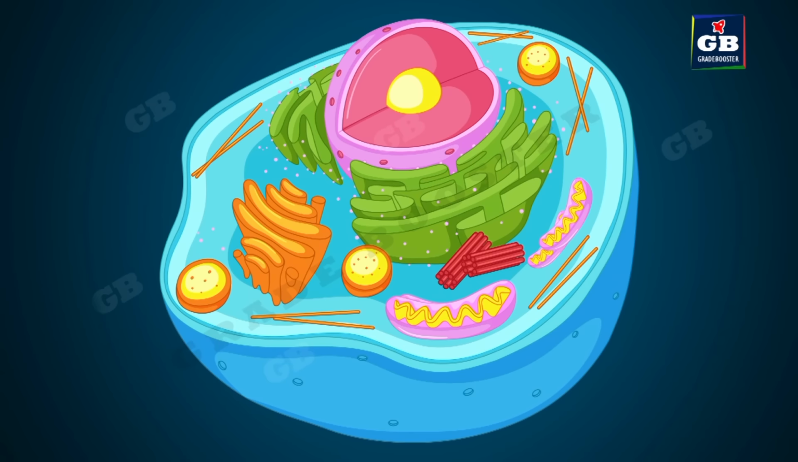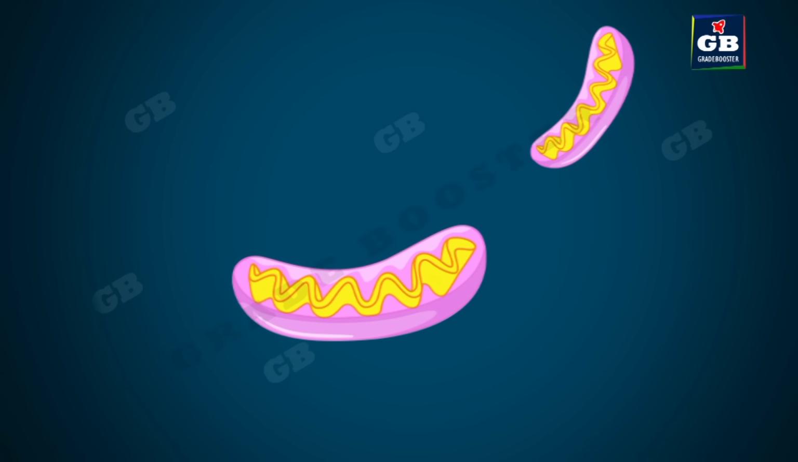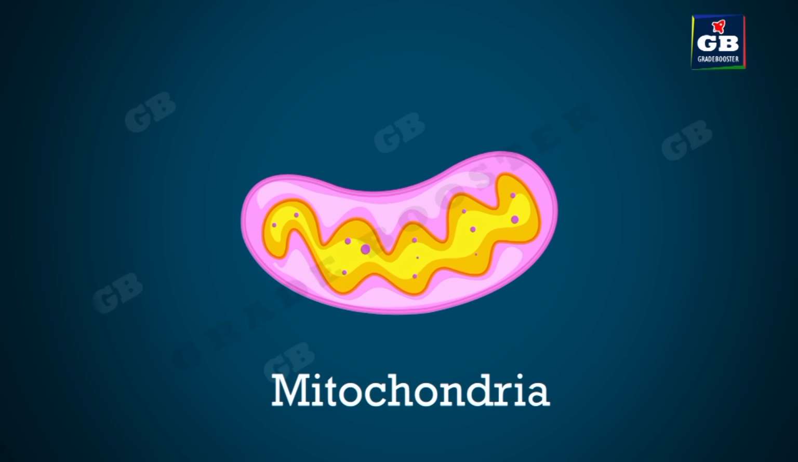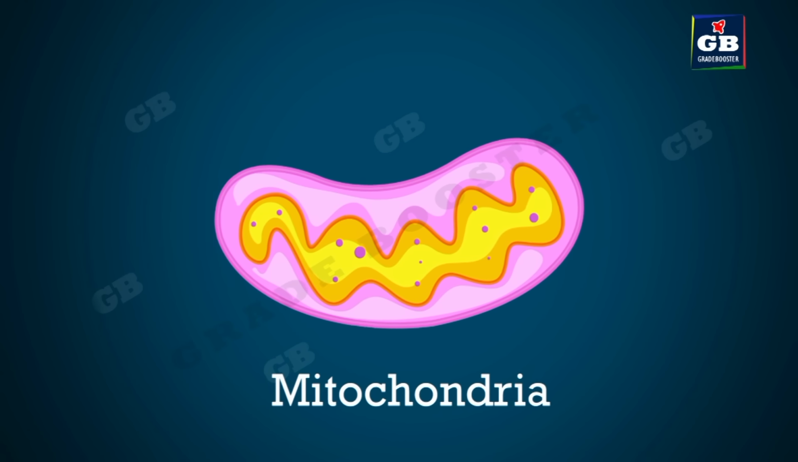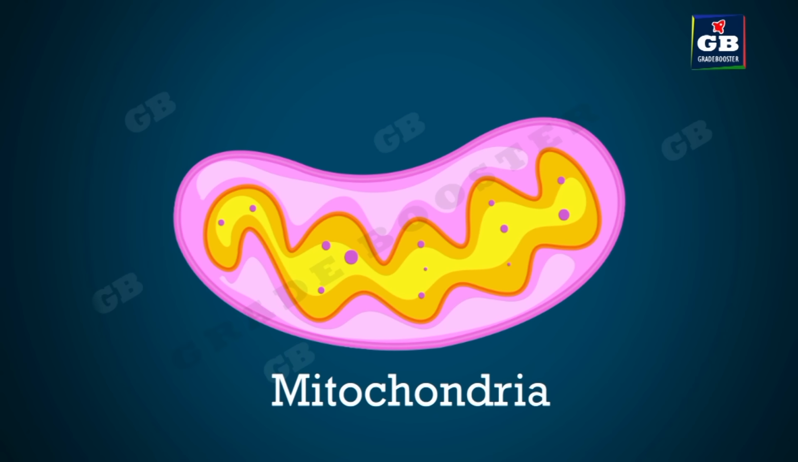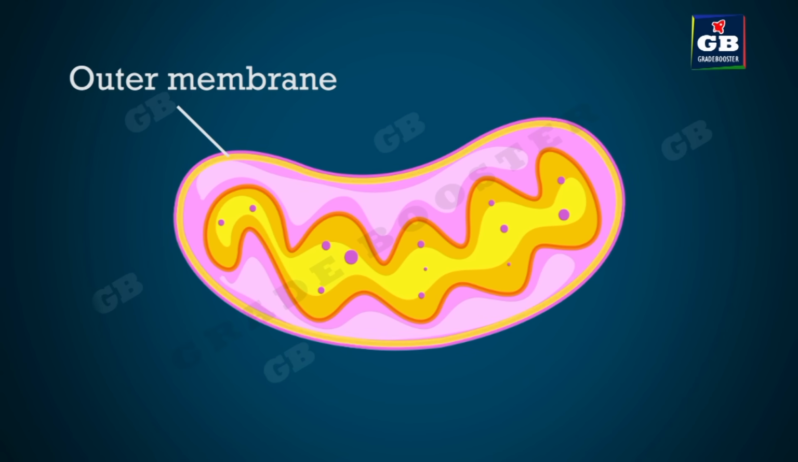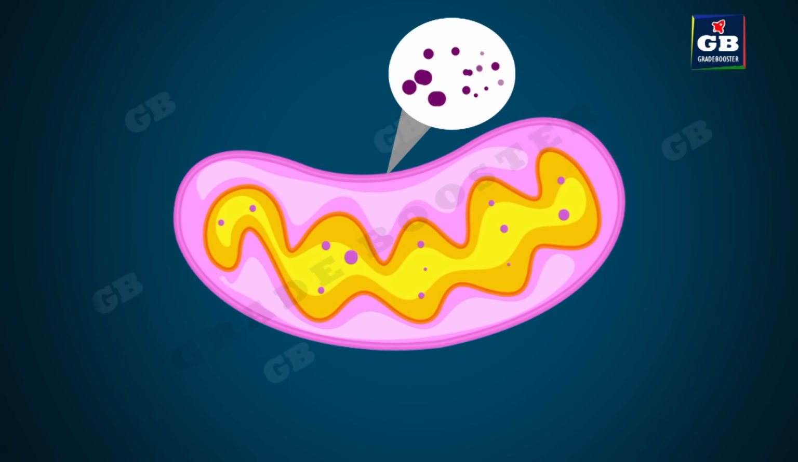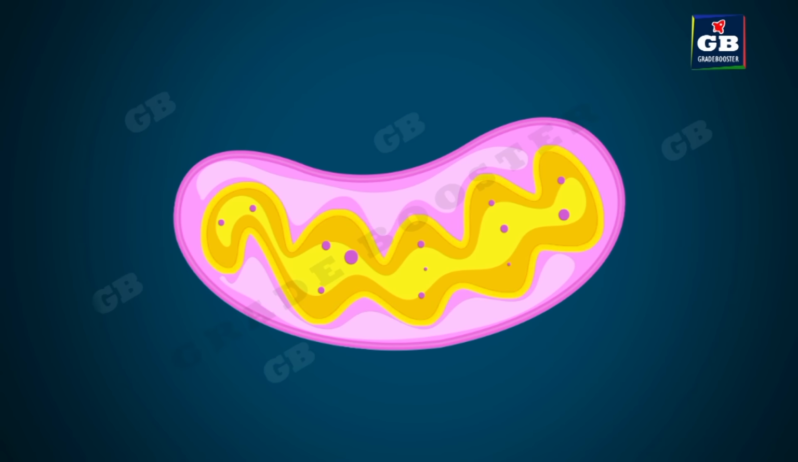Mitochondria. These are mitochondria. Let us see the structure and functions of the mitochondria. Mitochondria are double membraned organelles. Each mitochondria has two membranes, one outer membrane and one inner membrane. The outer membrane is porous. That means it has pores. The inner membrane is deeply folded.